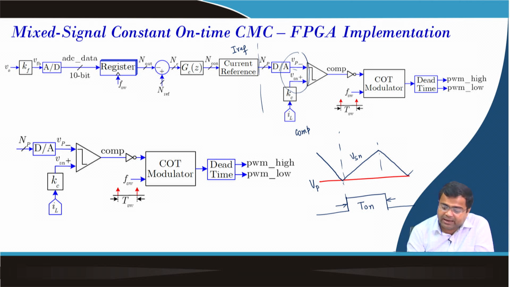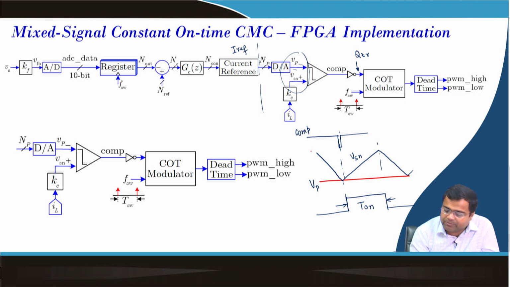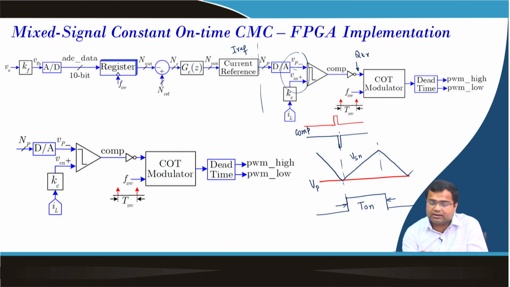since V sense is always above VP, the comp output is always high. Okay, it will go low for a very short duration, then come back. So, this is the comp output. That is why we have inverted. So, this is what you can call QTR. Then what is QTR? If I take the inverted logic, it will be just this, and this is what we expect for triggering the monoshot timer.